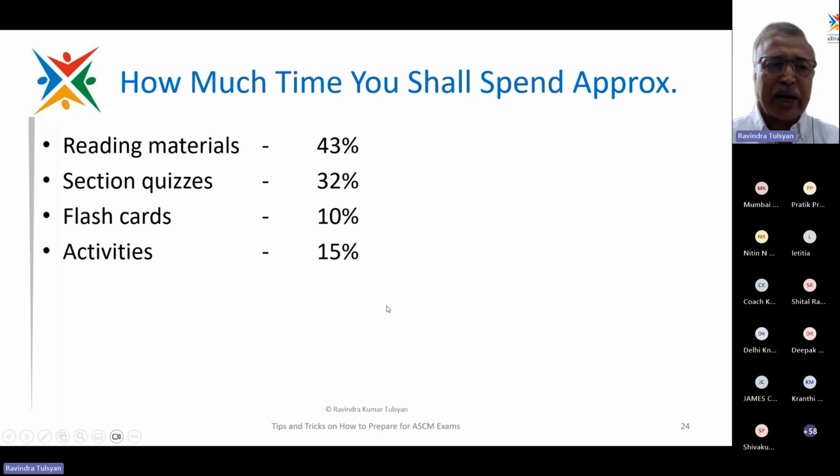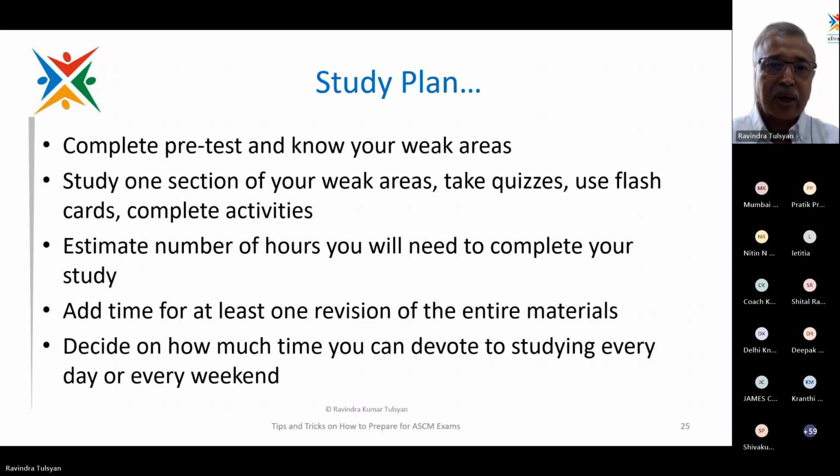So how much time should you spend? There are reading materials, section quizzes, flashcards, and activities, and these are the approximate percentages of time that you have to spend. Obviously, most of the time you have to spend on reading materials, then on quizzes, and then activities and flashcards. Some people don't spend any time on activities, but that's okay. It depends on how much risk you want to take to pass the exam.